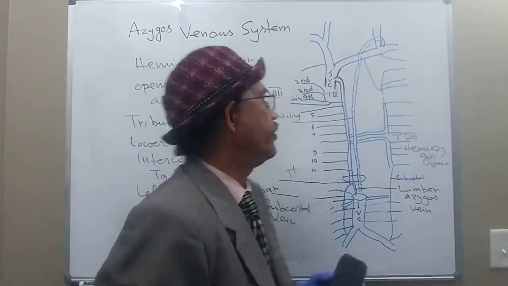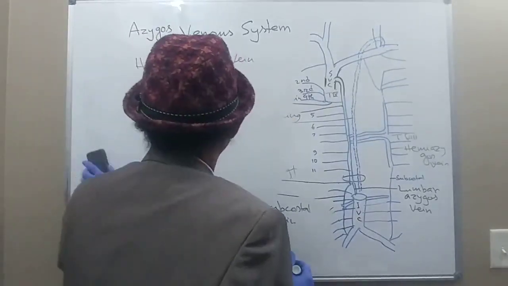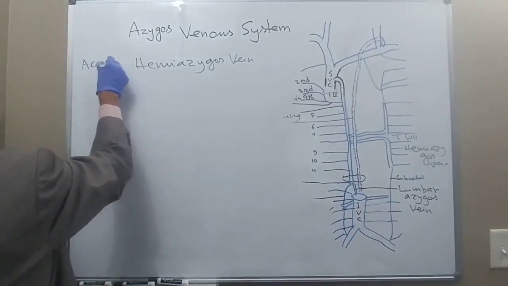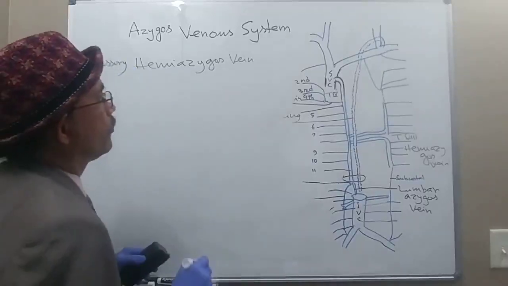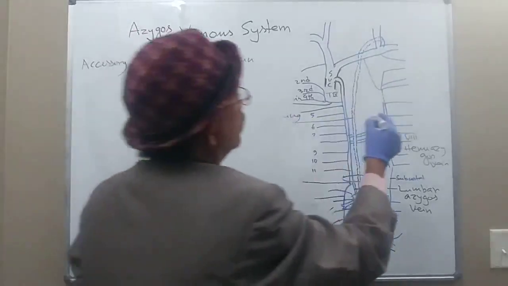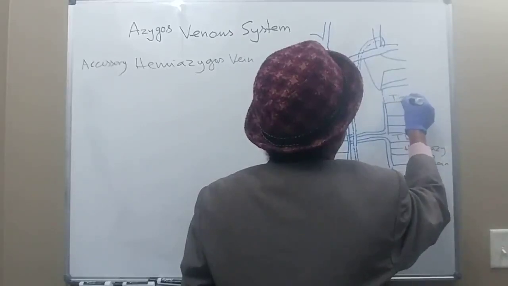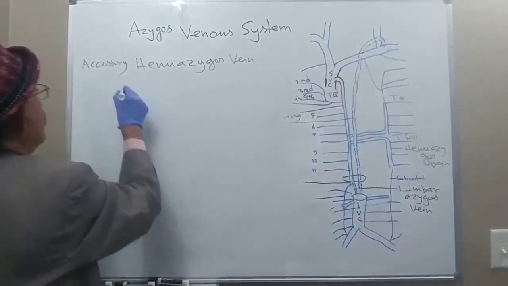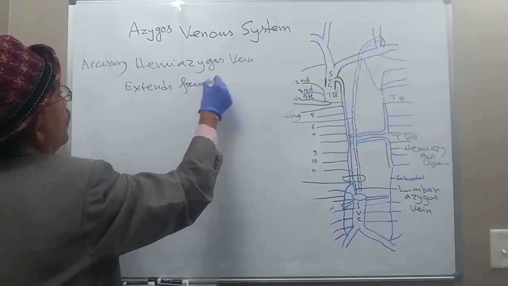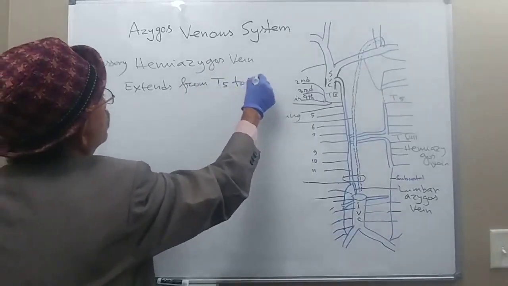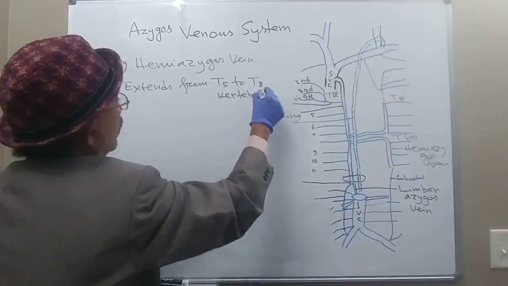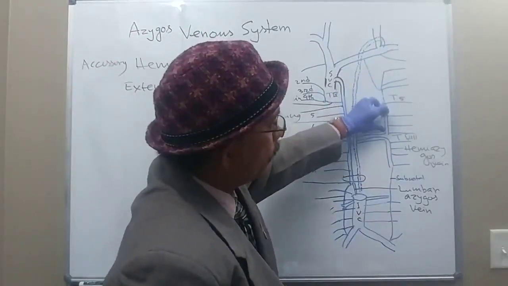Okay, how about the accessory hemiazygos vein? The accessory hemiazygos vein, also called the upper hemiazygos vein, extends from the T5 to T8 vertebra. Again, this is also a longitudinal channel.